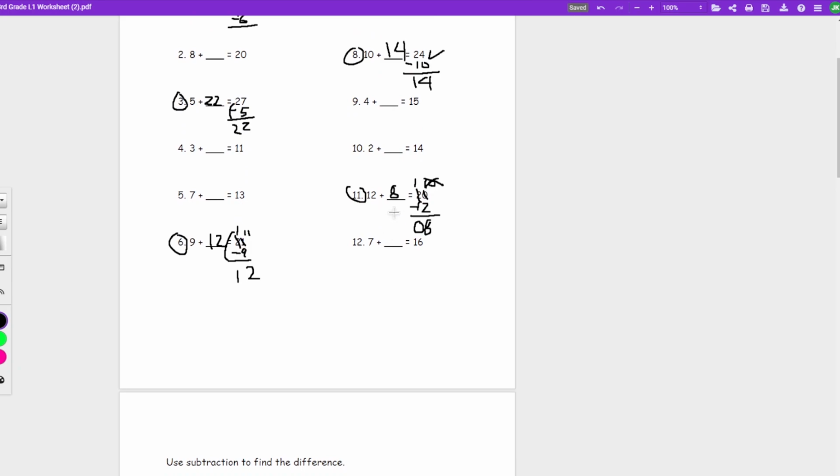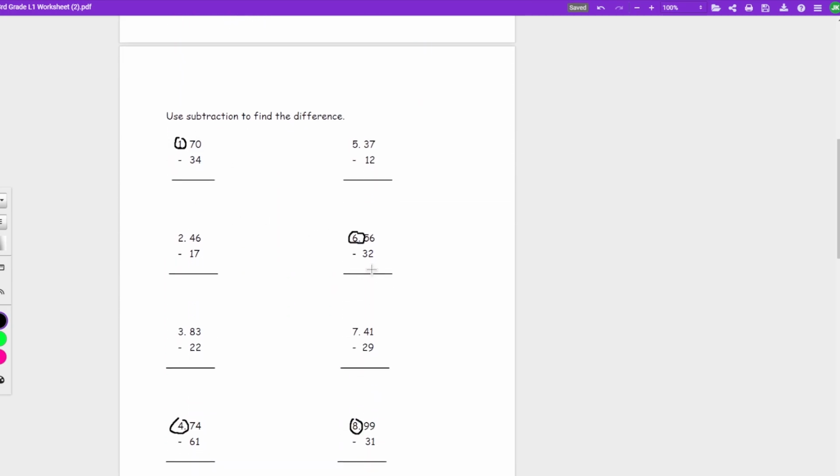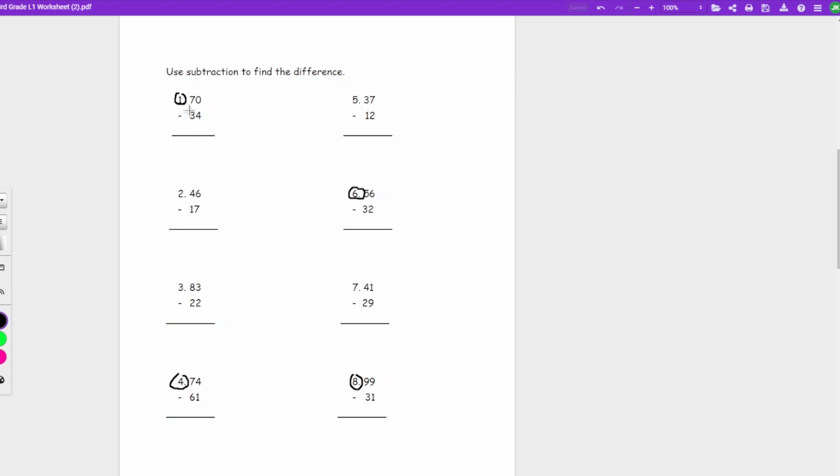Now, going on to the second page, I'm going to do these 4 circled questions. So question 1, 70 minus 34. When I do these questions, I'm going to imagine splitting this question in half, like this. So 0 minus 4, we can't do that. So actually I'm going to minus 1 on the left side, change that into a 6, and change this into a 10. 10 minus 4 is 6. Cross out the 10 because we used it. And then 6 minus 3 is 3, 36.